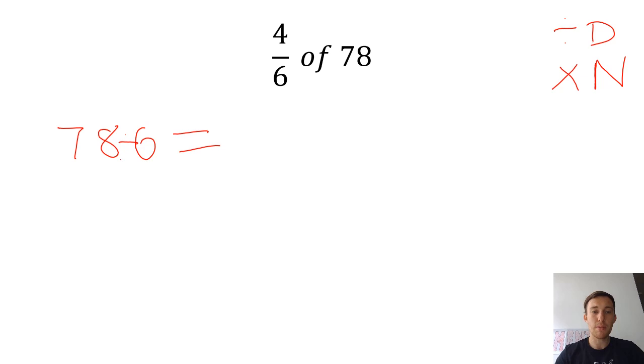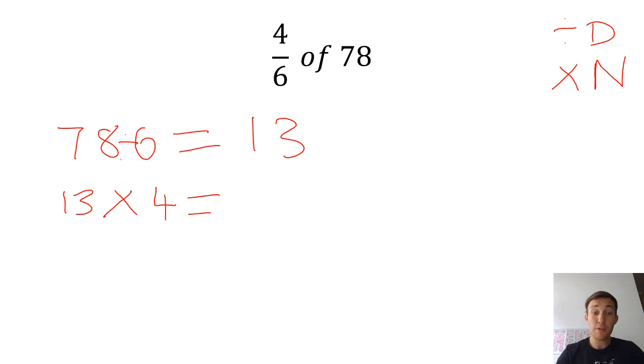So 10 times 6 is 60. 12 times 6 is 72, and then if I add another 6, it's going to be 78. So 78 divided by 6 is 13, and then I'm going to take that answer, it's going to be the start of my next number sentence, 13 multiplied by 4.